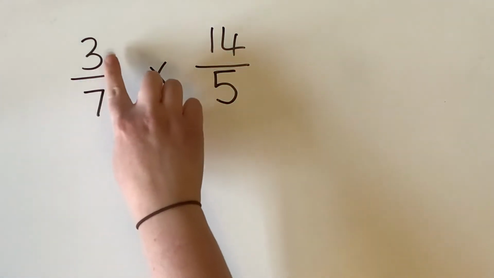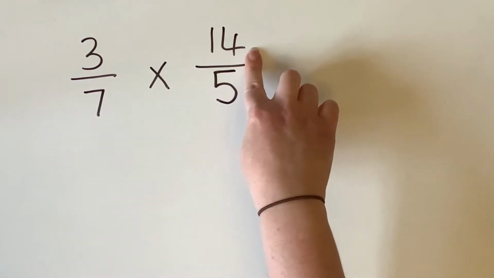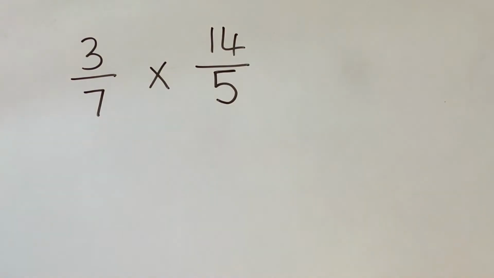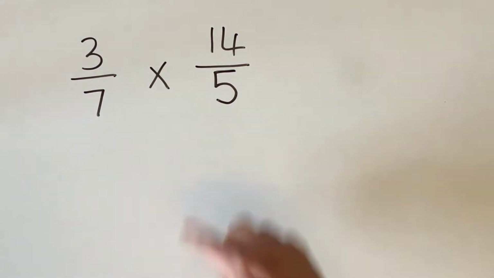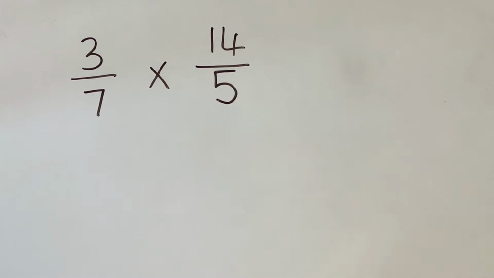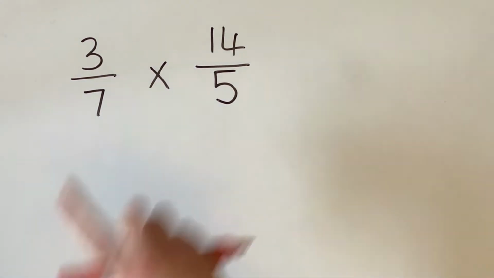Because here I would have to do 3 times 14. You may not be very confident with your 14 times table, so then you may need to do a multiplication method, which will take a bit of time. The other method that I would suggest using is the cancellation method at this stage.